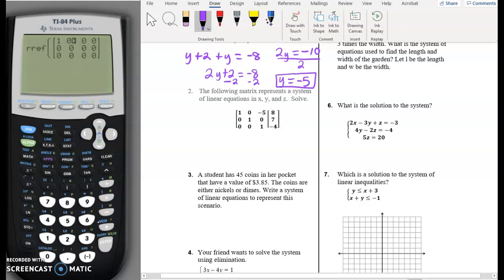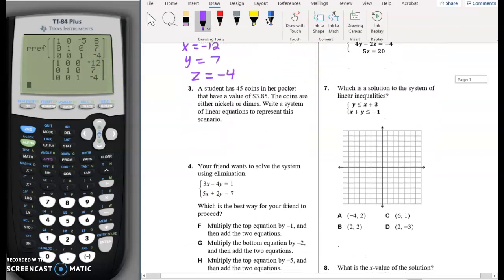And I'm going to start plugging in my numbers. So 1, 0, negative 5, 8, 1, 0, and 7, 1, and that is a negative 4. I'm going to go ahead and solve. And that gets us x equals negative 12, y is equal to 7, and z is equal to negative 4. Because again, it's always x, y, and z, x, y, and z.